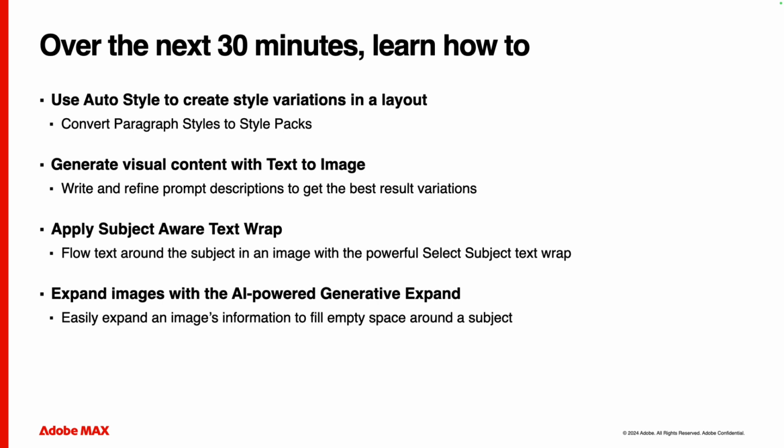We'll also go over how to apply subject-aware text wrap to flow text around the subject in an image while retaining the background. This is using the powerful Select Subject text wrap. We'll also go over how to expand images with the AI-powered Generative Expand, also still in beta. This allows you to easily expand an image's information to fill space around a subject.